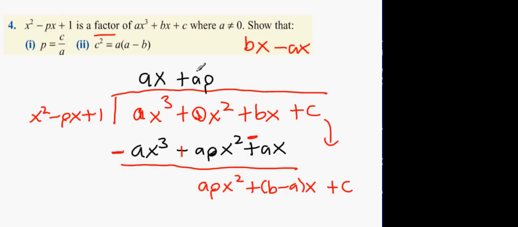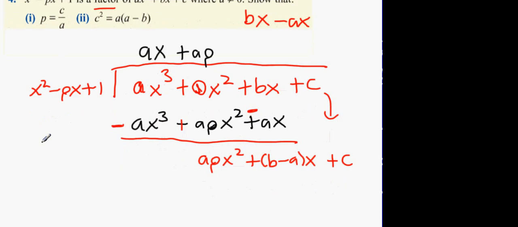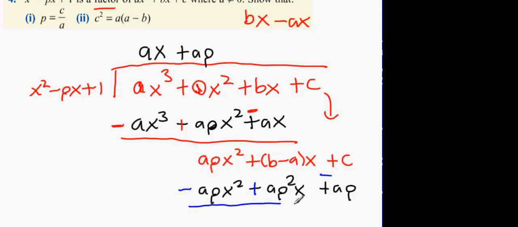Multiply ap by everything there, you're going to get apx squared. You're then going to get ap multiplied by minus p is minus ap squared x. Next one after that is ap times 1 is plus ap. Now you come in again and you change the signs: minus, plus and minus. And what we get here is when you add b minus a, the answer has to be 0.